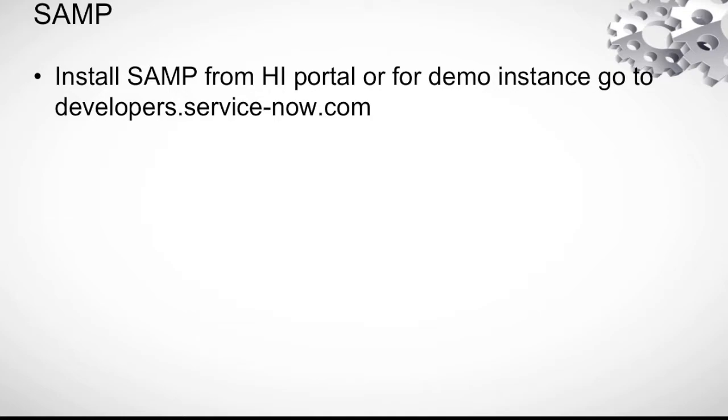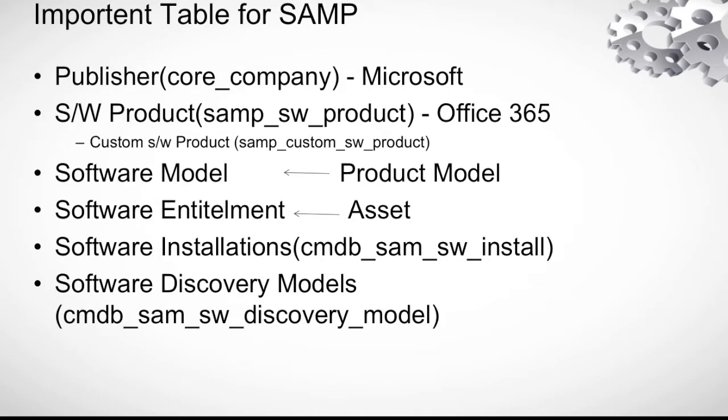For software asset management, you need to install the Software Asset Management Professional plugin. That plugin is available in the HI portal. It's not available directly in your system. If you are using a demo instance, go to developer.servicenow.com, where you will get these plugins, and you need to install them. I have already installed it in my system. Next, I want to talk about a few tables in software asset management.